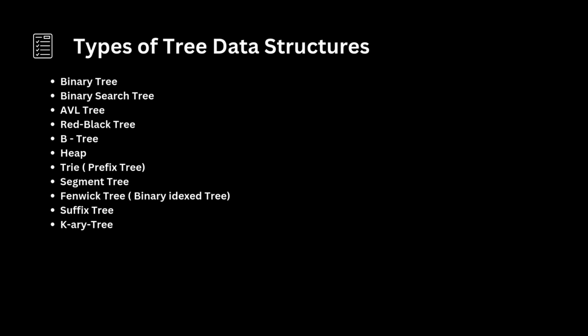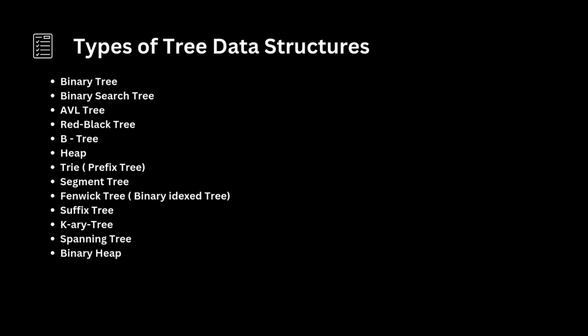The next type is k-ary tree. It is a tree where each node can have up to k children. For example, a 3-ary tree allows each node to have up to 3 children. The next one is spanning tree, a subgraph of a connected graph that includes all vertices with the minimum possible number of edges forming a tree, commonly used in network routing algorithms.